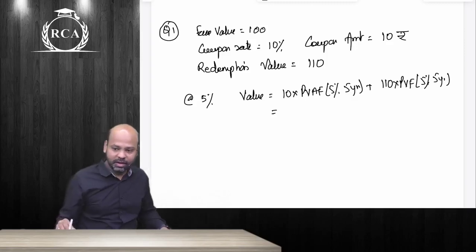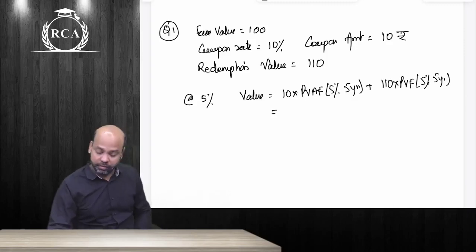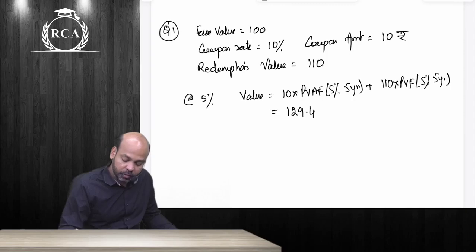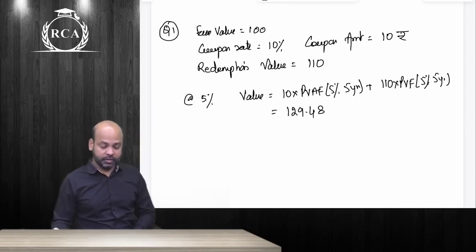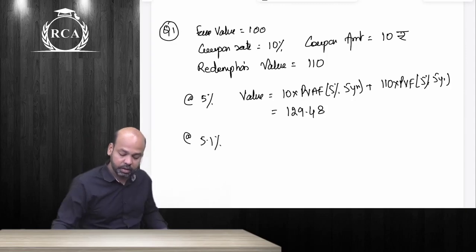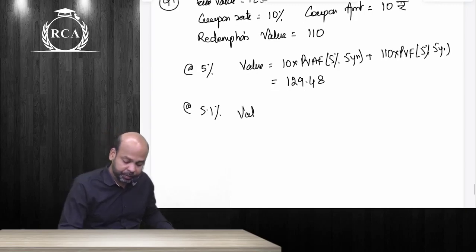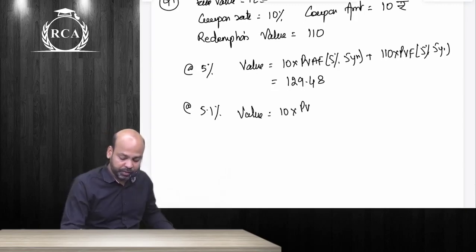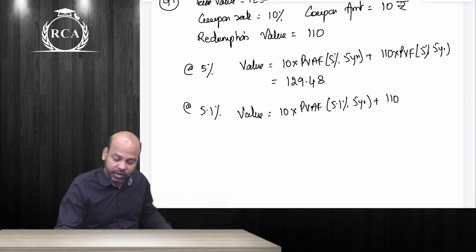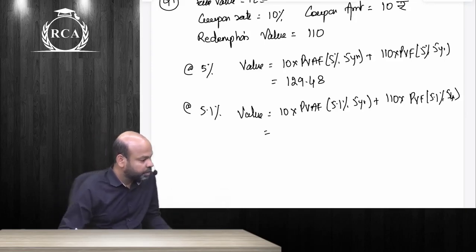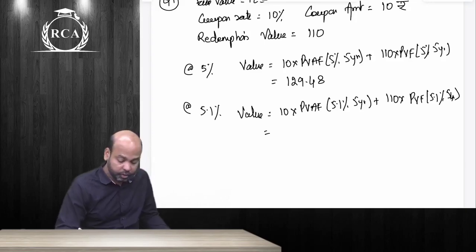Yes, but what is the value that we got, guys, here? 10 into PVF and 110 into present value factor. How much is this? 129.48. Did you all get these values better? Next is at 5.1%. You will have to again discount all the cash flows at 5.1%, arrive at the value. It will be 10 rupees into PVAF at 5.1% for 5 years. Irrespective of your discounting rate, cash flows are not going to change. 5.1% for the 5th year. How much did we get this? 128 point. You got the answers?